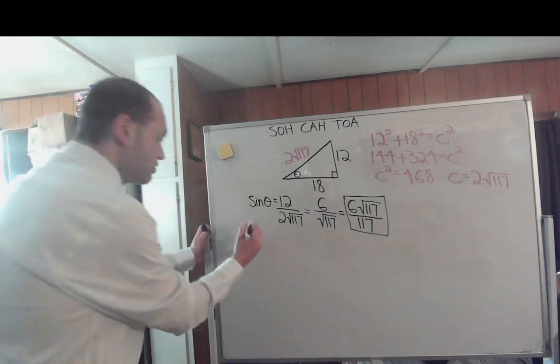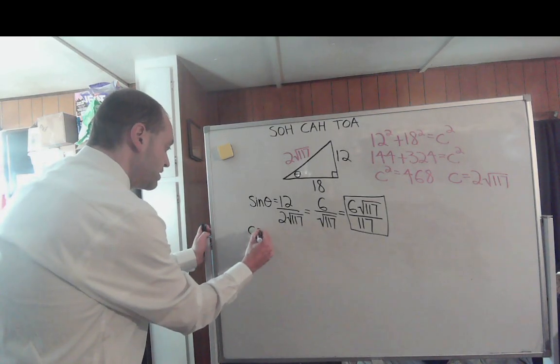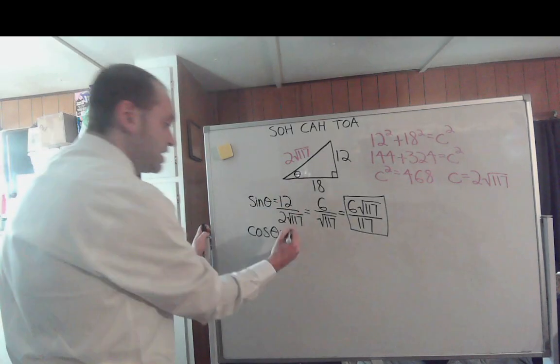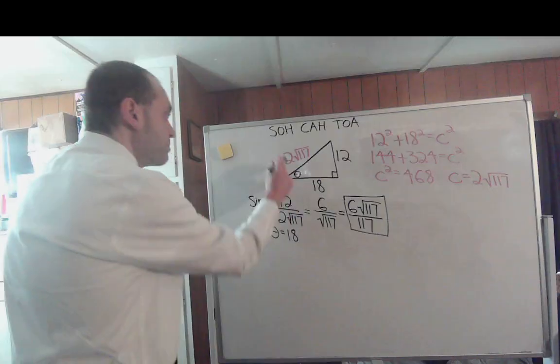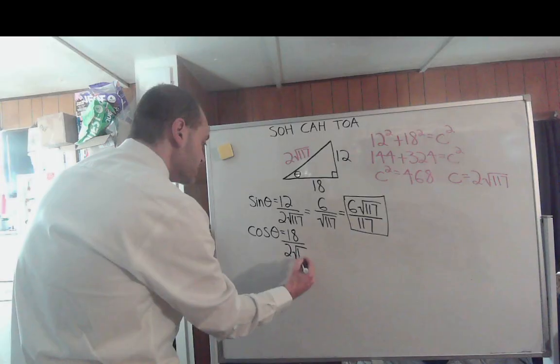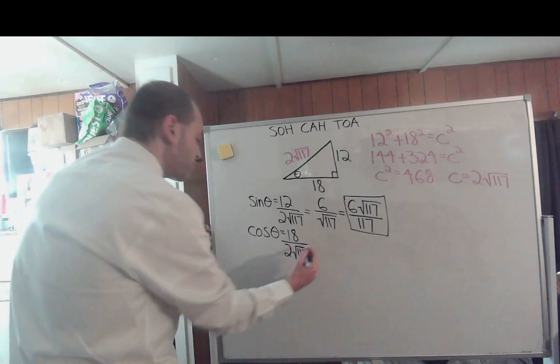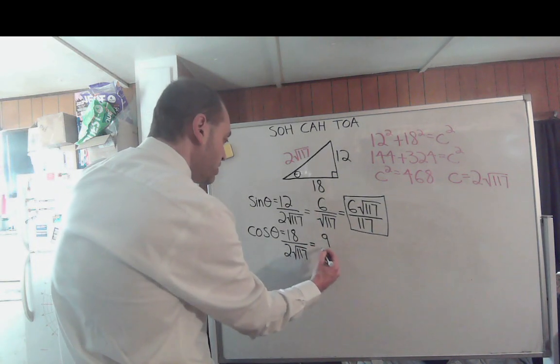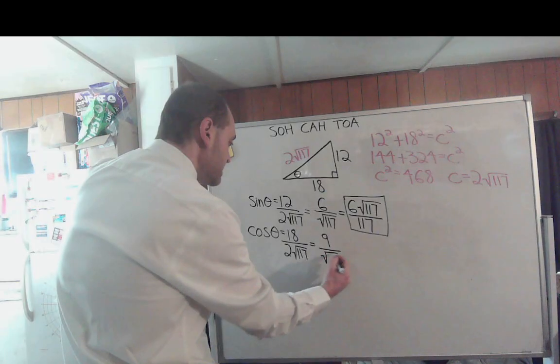And then we can go for the cosine of theta, which is your adjacent leg of 18 over that hypotenuse of 2 times the square root of 117. Well, this would reduce into 9 over the square root of 117.